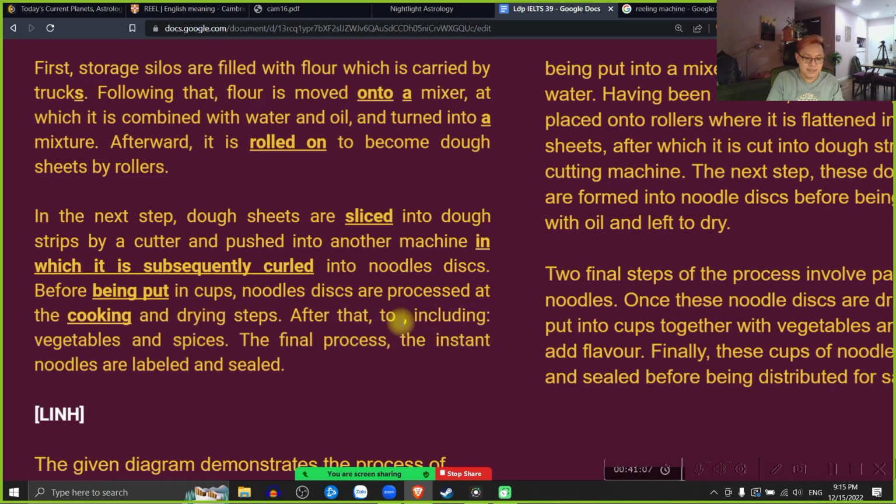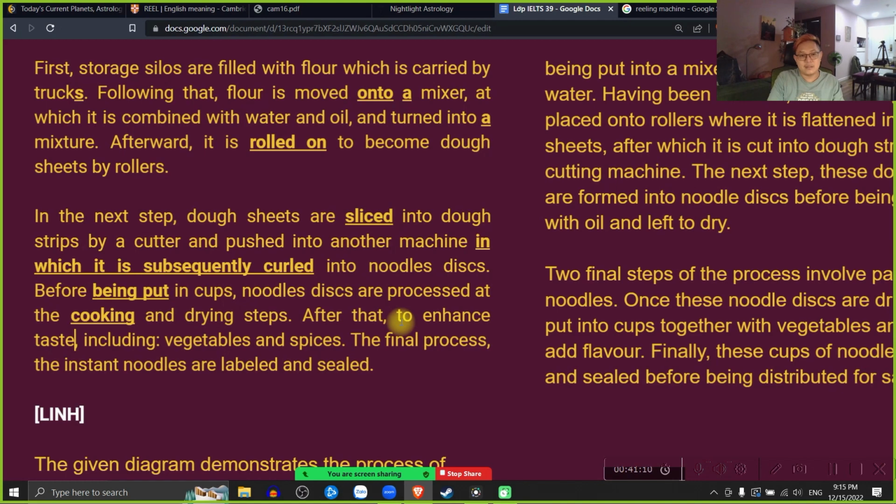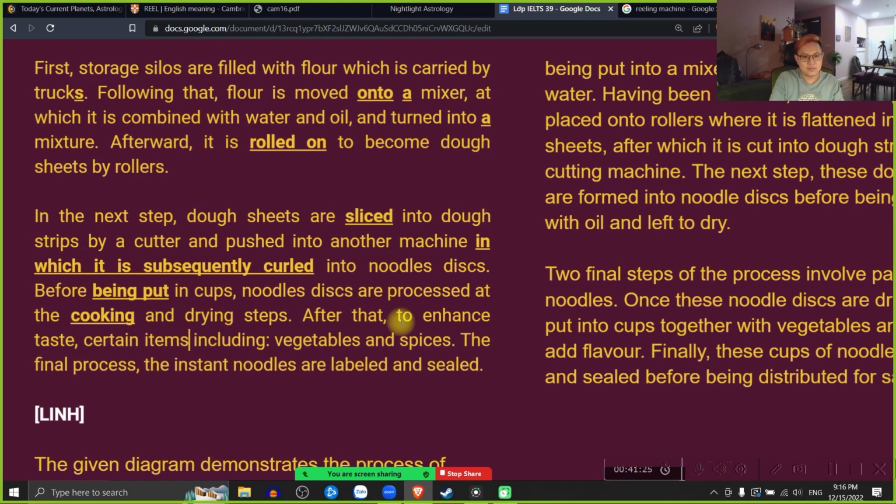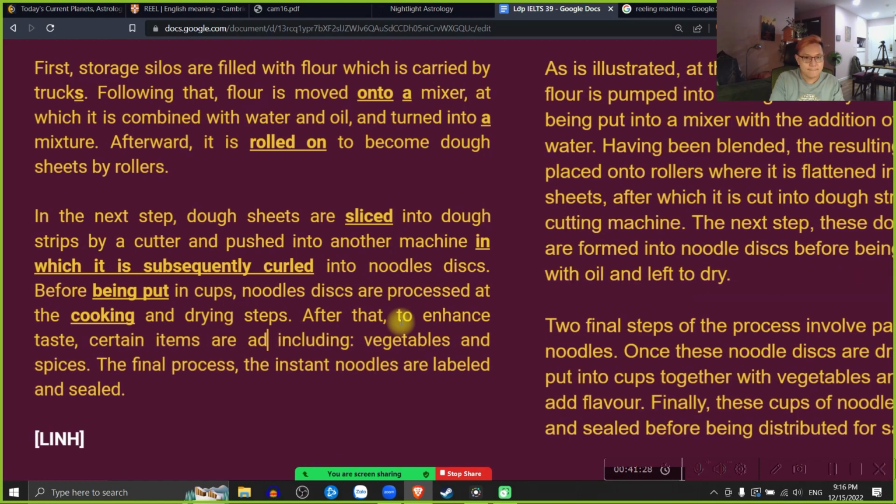To enhance taste, để làm gia tăng hương vị. To enhance taste. Certain items are added. Một số vật dụng được thêm vào. Certain items are added, including vegetable, including không có chấm này đâu. Sau đó để gia tăng cái vị của nó thì một số thứ được thêm vào, bao gồm là vegetables and spices.